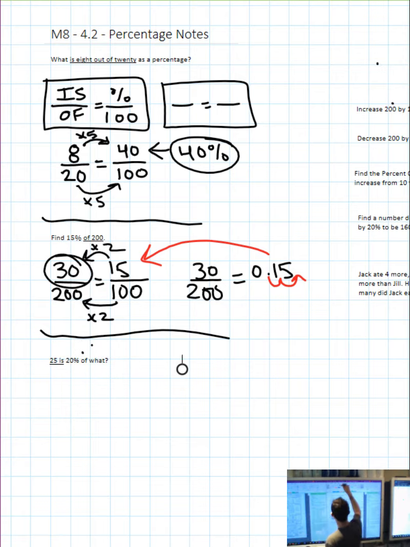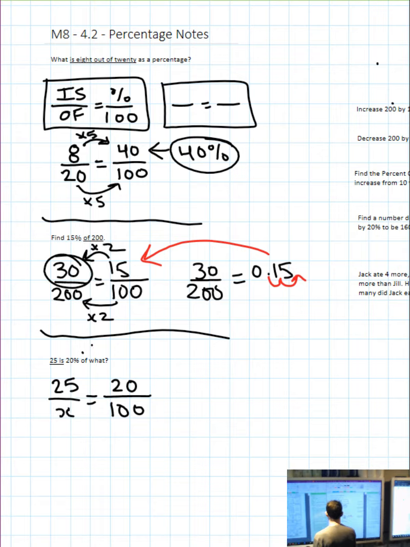So 25 is 20% of what? So over equals over. 20%, following the formula, goes on the top or right. 100 goes on the bottom. Now 25 is, well, that goes on the top. And then we're wondering what's on the bottom. I'm going to call it X. So how do we get from, for example, 20 to 25? Well, I'm going to do that on the calculator. So off to the right, 25 over 20. 25 divided by 20 is equal to 1.25. So we know we're a factor of 1.25.